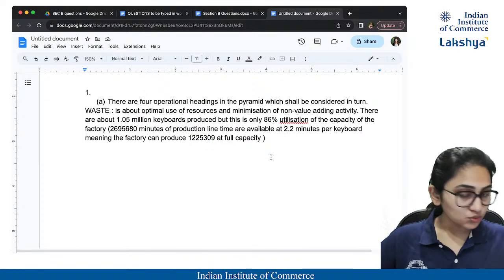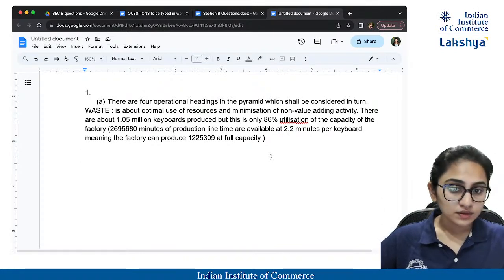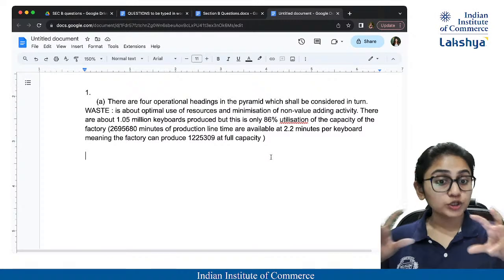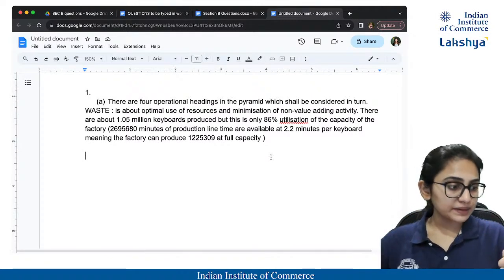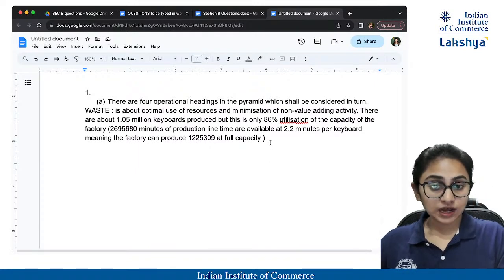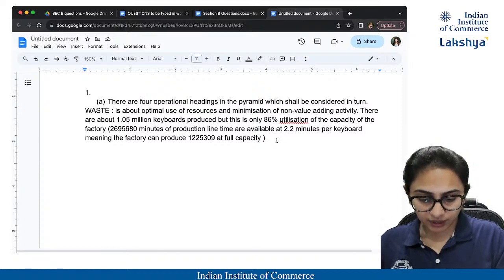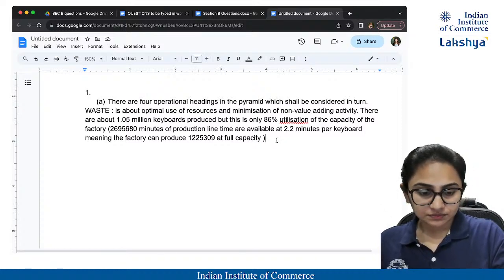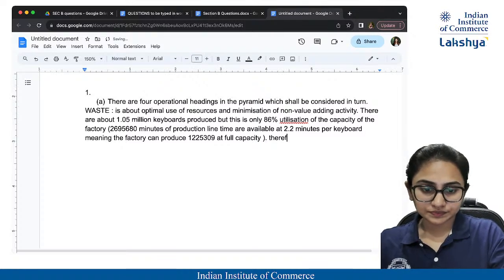Okay, so 2,695,680 divided by 2.2 minutes. That means the full capacity is 1,225,309. So this is our full capacity, and out of the full capacity we are utilizing only 86% of our capacity.